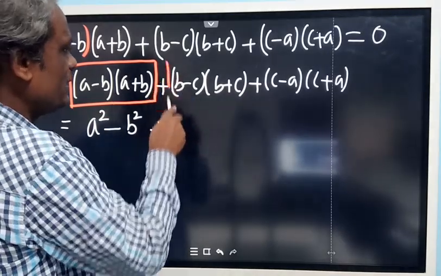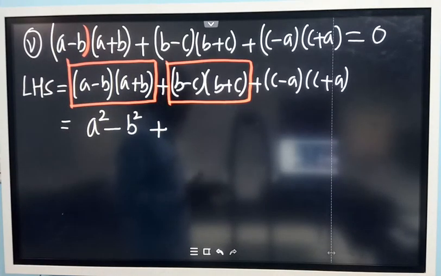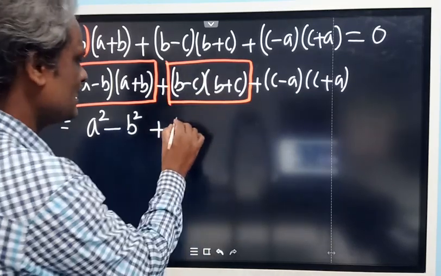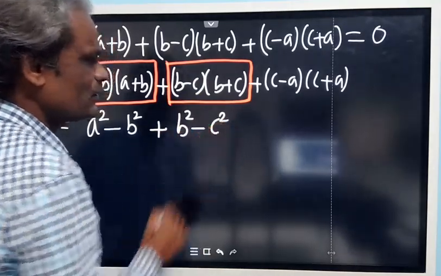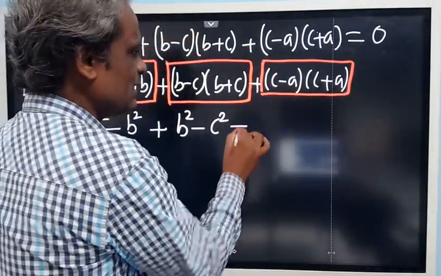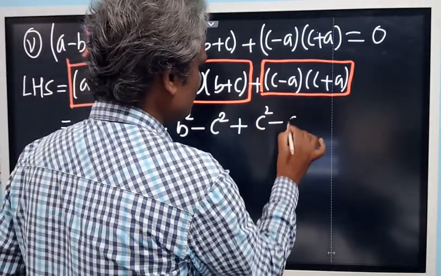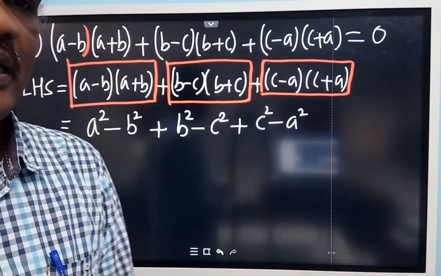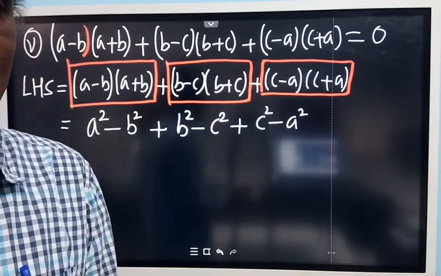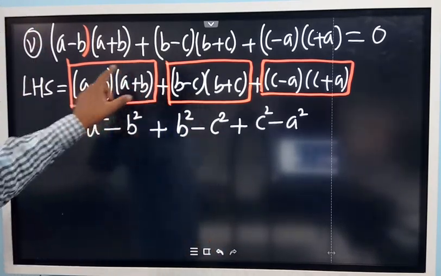Plus, come to the second part of this one. This is (b − c)(b + c). It is again the (a − b)(a + b) formula only, but here we have b and c. So you can write this as b² − c². And the last part, (c − a)(c + a). So again the (a − b)(a + b) formula: c² − a². See, everywhere we applied (a − b)(a + b) = a² − b². So everywhere we applied it.